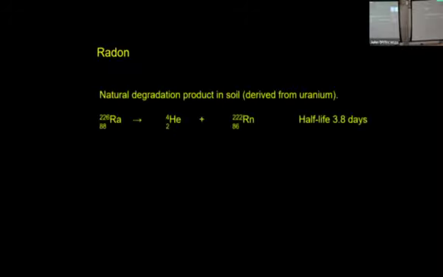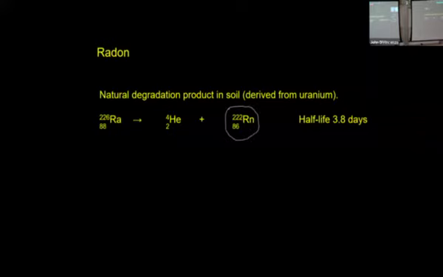Okay, Logan's up there. All right, so radon is a natural degradation product in soil. You saw that through the decay sequence I showed you, that full figure. So here's the step that leads to radon. It's radium, alpha decay, and there's your radon. The half-life for this step is 3.8 days.